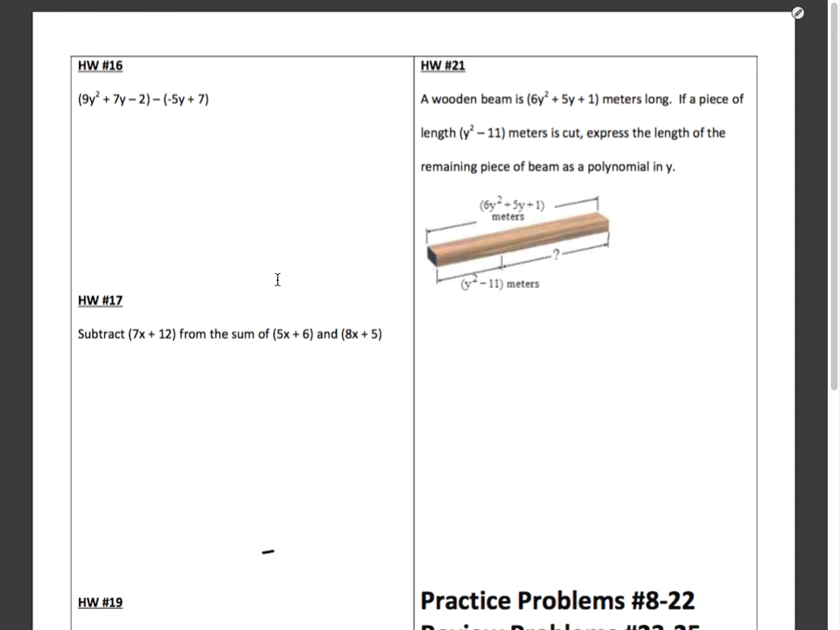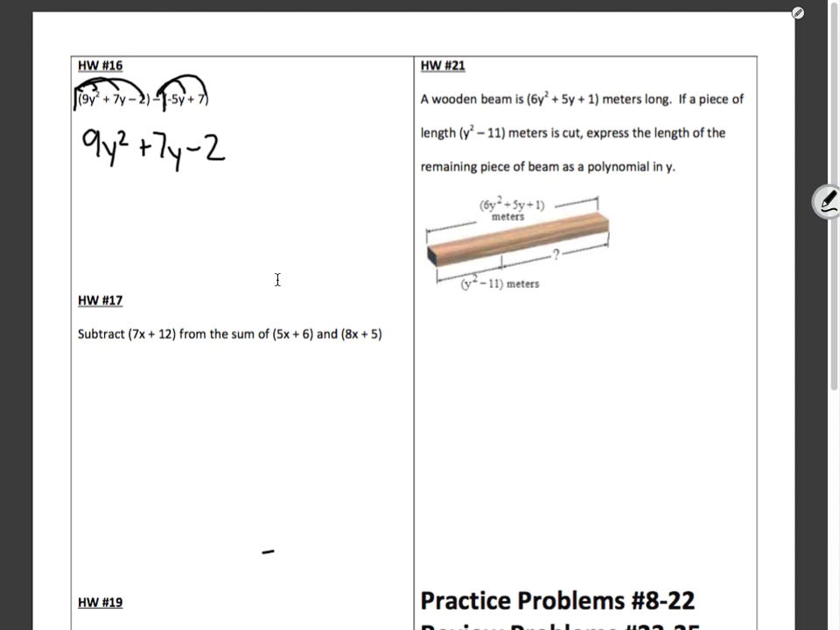Okay, on number 16, we've added some parentheses in here. Anytime you have parentheses, you might want to remind yourself that you need to distribute. Because I don't see a number in front of those, I'm going to put 1s in front of them. That one kind of blended in with my parentheses, so it's a -1 right there. So I'm going to distribute with a +1 on this one. So it would be 9y squared plus 7y minus 2.